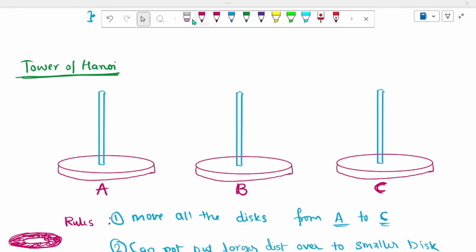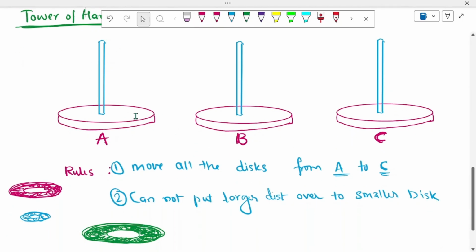Hello everyone. Today we are going to see another important problem in data structure. It is a classical problem, and it's actually a puzzle, and this puzzle has got some rules. Following these rules you need to solve a problem. We'll be solving it in simple terms. We'll be seeing this problem using one disk.